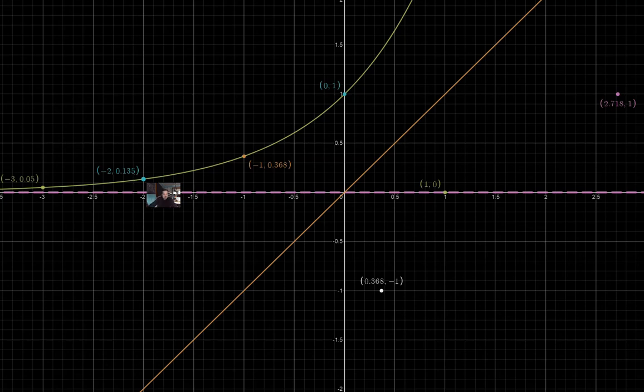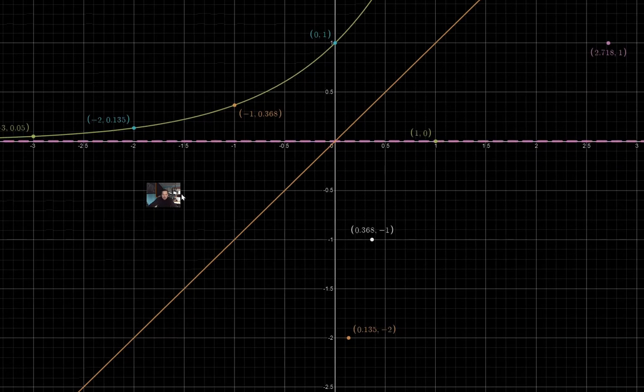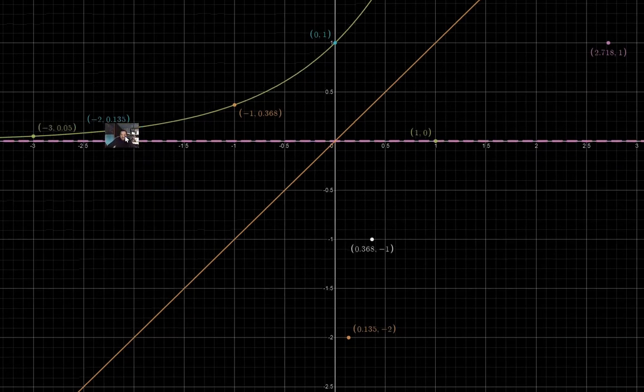So let's do that next. When I do that, I'm going to have e to the negative second, and then negative 2. Now what am I saying there, if you listen carefully? All I'm doing is switching the normal order of x and y. So now the mirror image of the point negative 2, 0.135 becomes the point 0.135 comma negative 2.